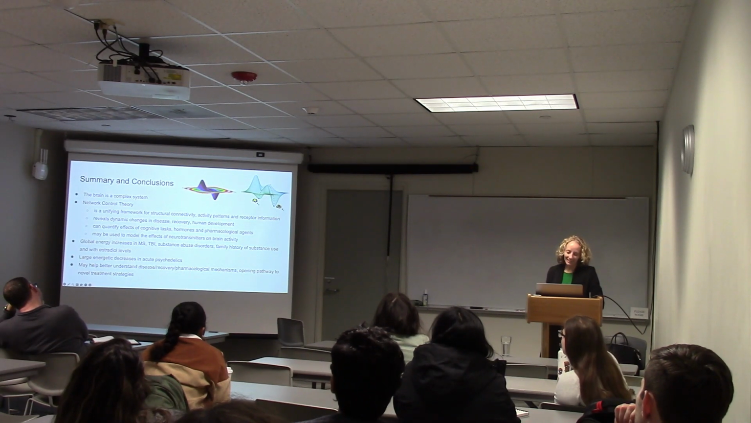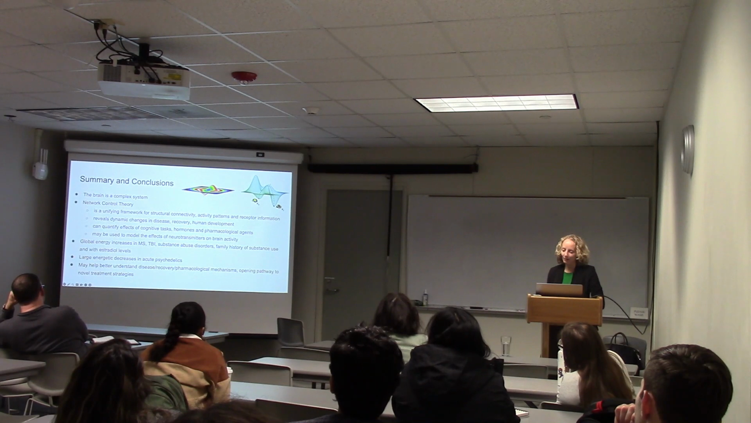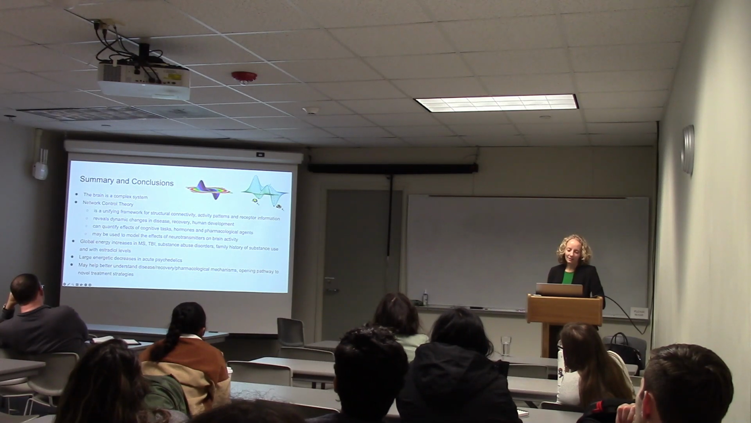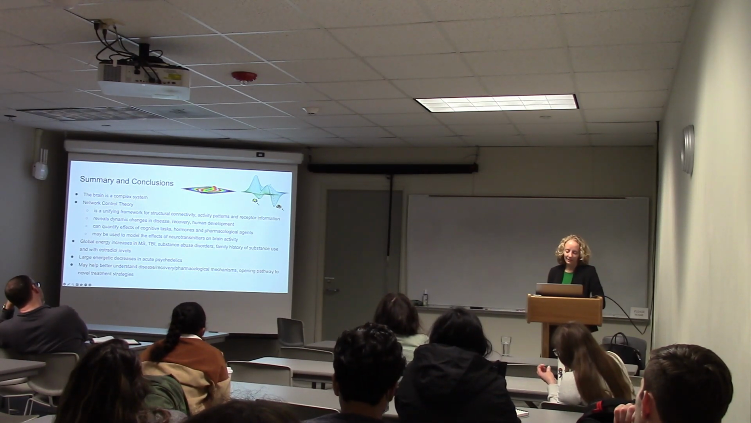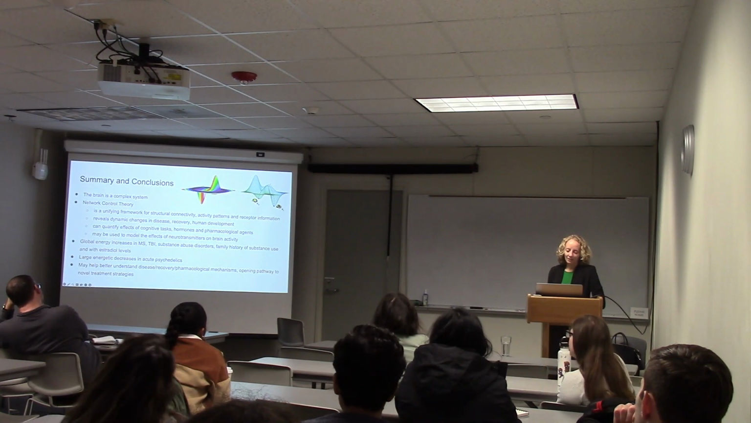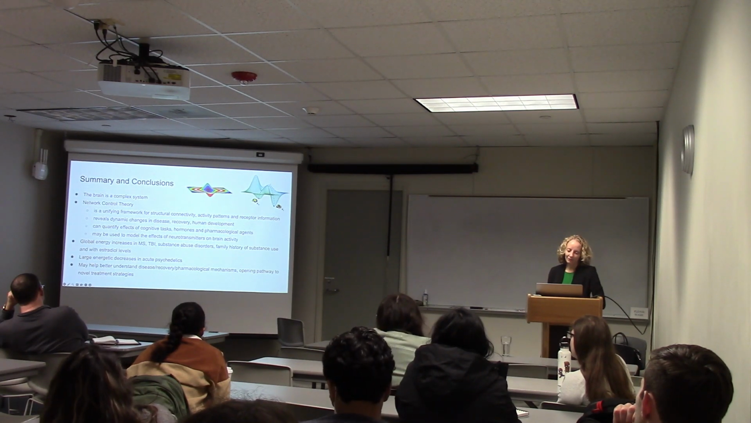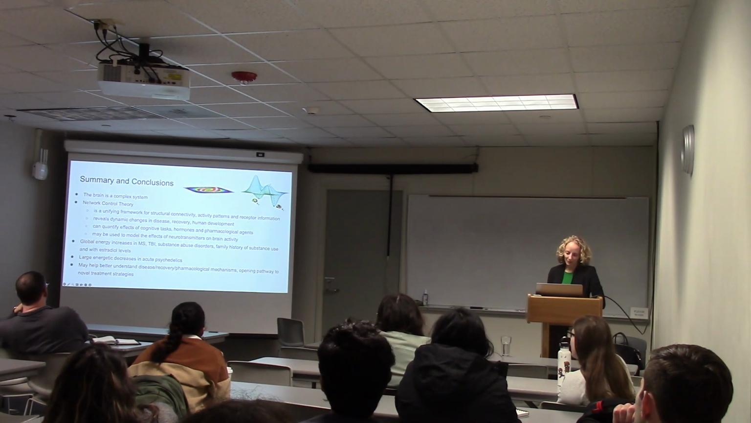So the brain is a complex system, and we can use network control theory as a unifying framework to combine information about structural connectivity, functional activation patterns, and receptor information to understand the dynamics and the effect of different diseases and disorders on these dynamics. We can also use it to look at the effects of cognitive tasks, hormones, or pharmacological agents on brain dynamics, and the effects of neurotransmitters on brain activity as well.